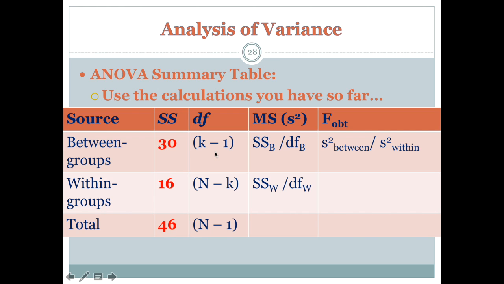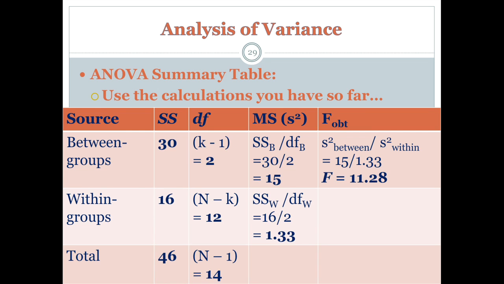This is where degrees of freedom start getting really crazy. Okay, degrees of freedom between, DFB, is K minus 1. Degrees of freedom within is big N minus K, and degrees of freedom total is big N minus 1. All right, let's keep going. So, we had 3 groups, so 3 minus 1 is 2, and you're going to keep going through all that.